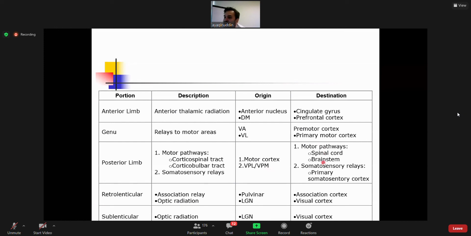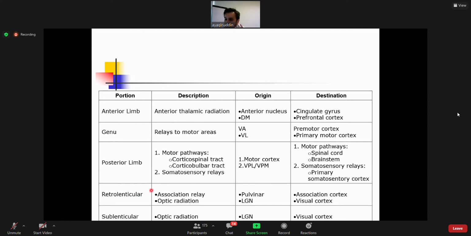Motor pathways are descending down; the corticospinal fibers are going to the spinal cord. Corticonuclear fibers are going to the brainstem. Somatosensory fibers, which are coming from VPL and VPM, are going to the primary somatosensory cortex, which is areas 3, 1, 2. The retrolentiform fibers are mainly related with optic radiation.